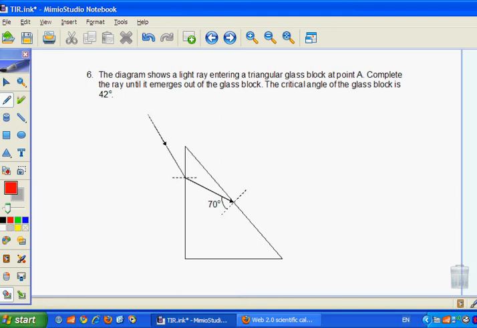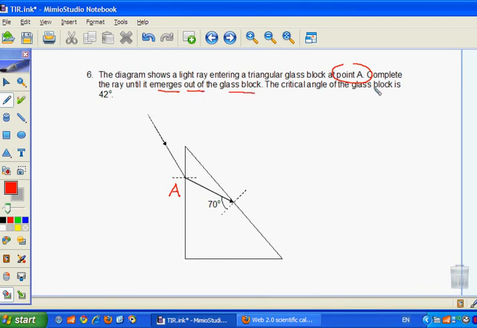Okay, let us now move on to question 6. The diagram below shows a light ray entering a triangular glass rod at point A. So in this case, point A is actually where the ray enters. Entering means it has to be here, so this is actually my point A. Complete the ray until it emerges out of the glass rod.